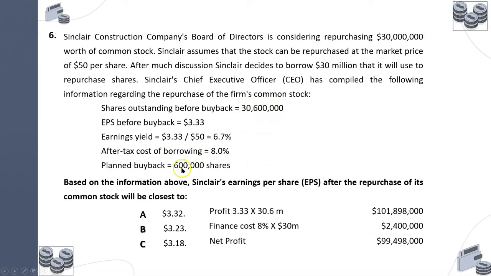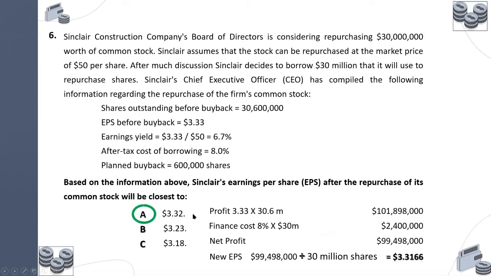Because we bought back 600,000, we must divide this figure by 30 million, which will give us 3.3166, which is this much, and this is the right answer.